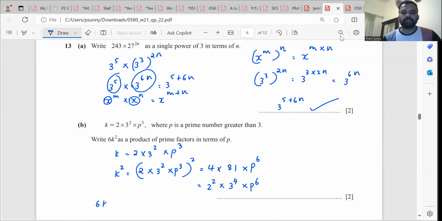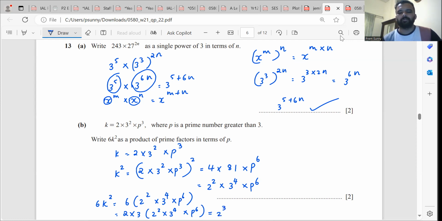But what we need is 6k square. So 6 into 2 square into 3 to the power of 4 into p to the power of 6. 6 is basically 2 times 3. 2 times 3 into 2 square into 3 to the power of 4 into p to the power of 6, which will give me 2 into 2 to the power of 2, 2 to the power of 3, and 3 into 3 to the power of 4, 3 to the power of 5, into p to the power of 6. This will be our final answer.